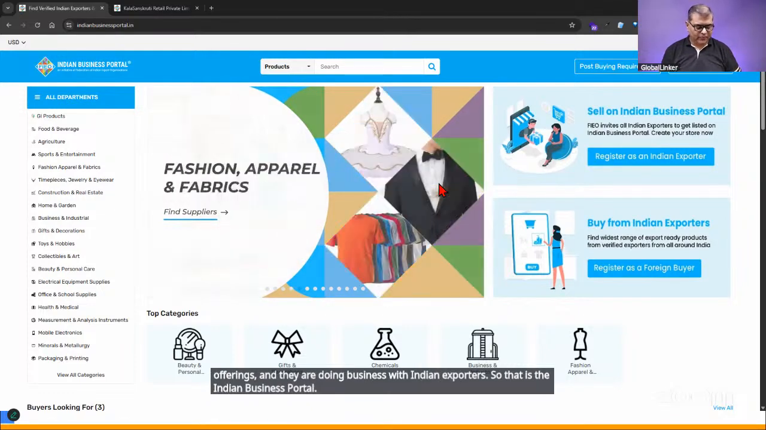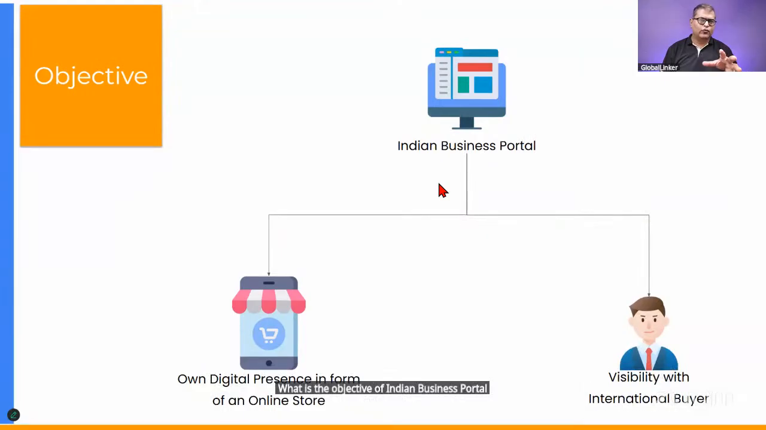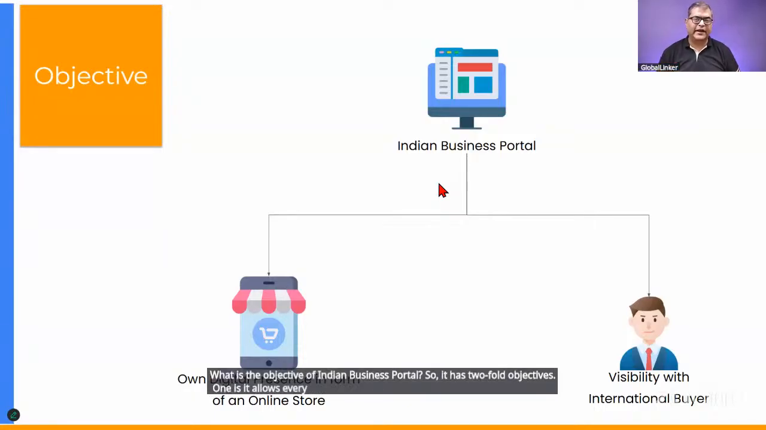What is the objective of Indian Business Portal? It has twofold objectives. One is that it allows every exporter to create their own digital presence in the form of a digital catalog.